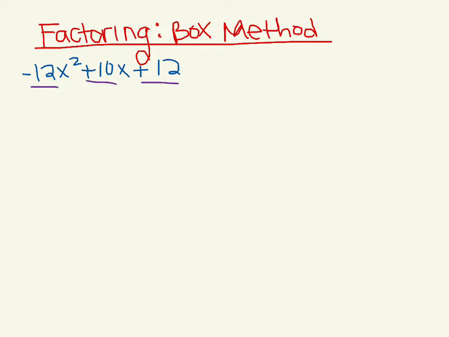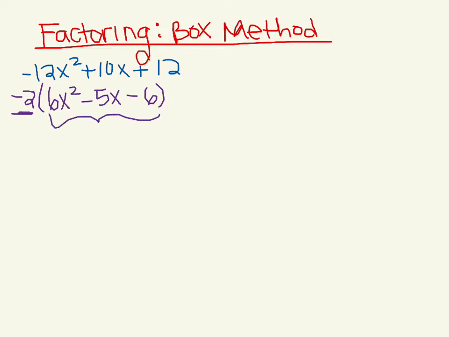And the other thing you want to do is make sure that the first term is not negative. So it's negative 12x squared right now. Well, we want this to actually be a positive. So instead of factoring out 2, we're going to factor out negative 2. So factoring out negative 2, I'm going to get 6x squared minus 5x minus 6. Now I'm just going to kind of ignore the negative 2 that I've factored out, and I'm going to do my factoring on the 6x squared minus 5x minus 6. That's what I'm going to use the box method on.